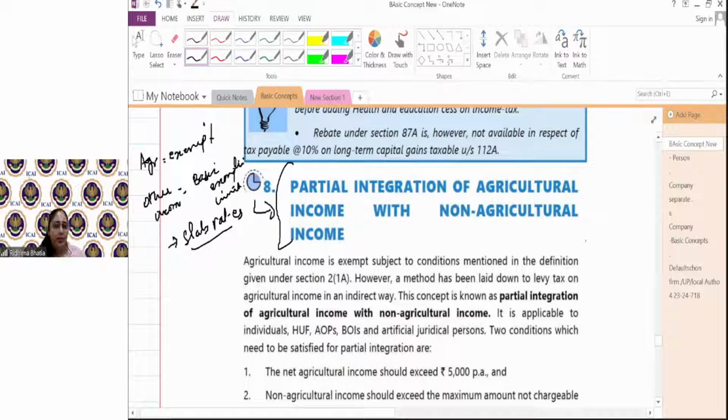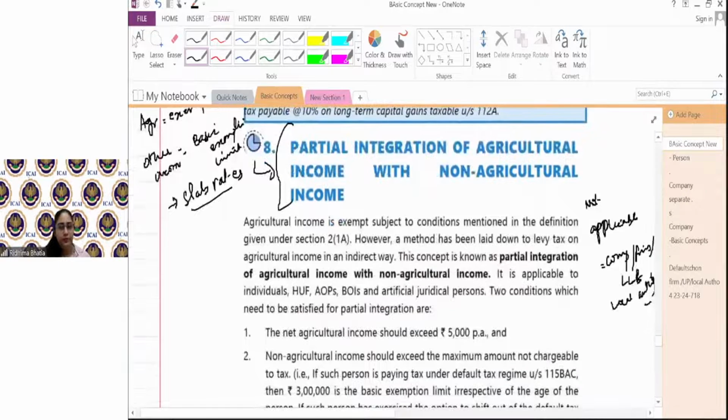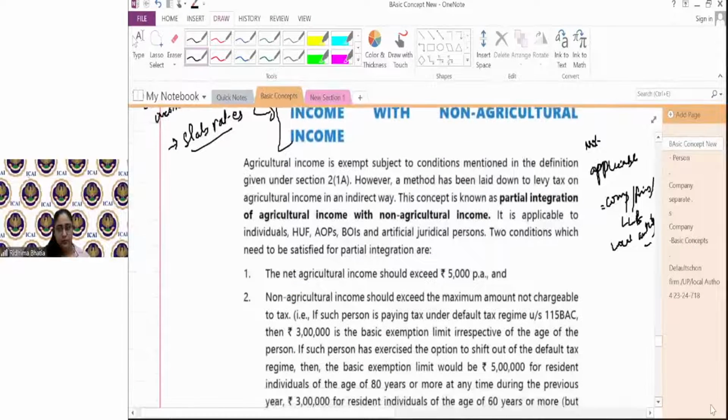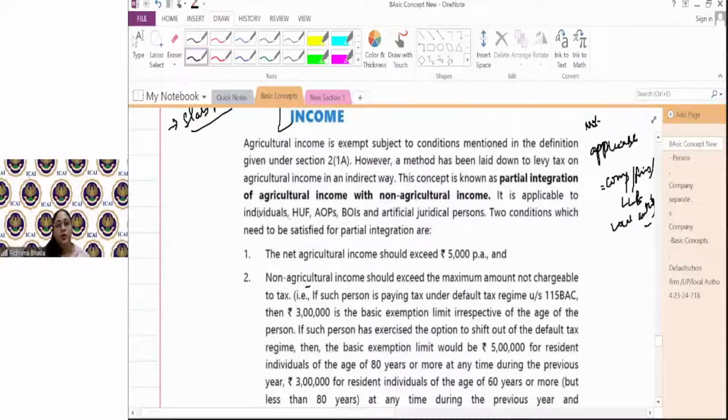this concept is not applicable on companies because there are flat rates. On firms, on LLPs, on local authorities, this concept is not applicable because they have to pay tax. They do not have to pay tax only in the situation of losses. Otherwise, even if they're making a penny, they have to pay tax. So this concept would only be applicable on who? On individual, HUF, AOP, BOI, and artificial juridical person. On these people, the concept would be applicable.